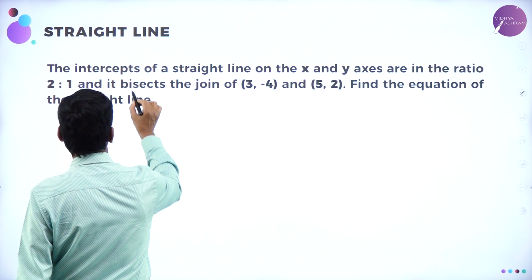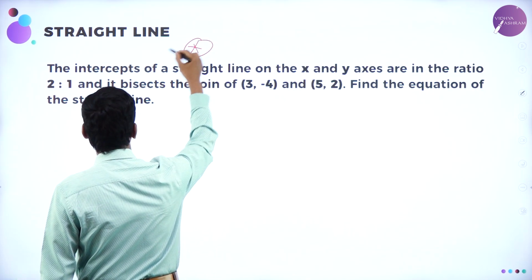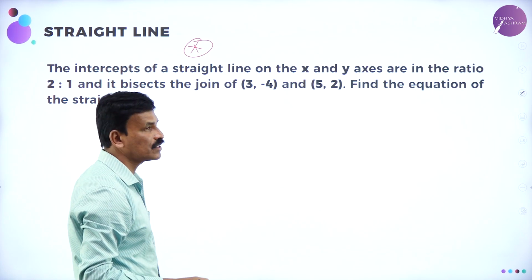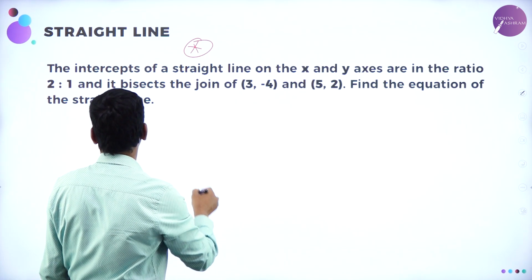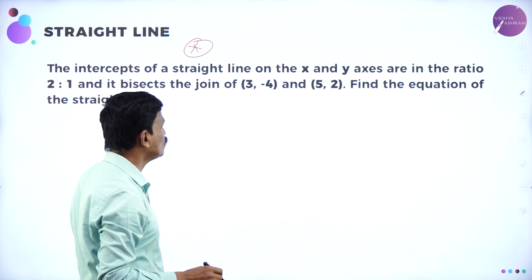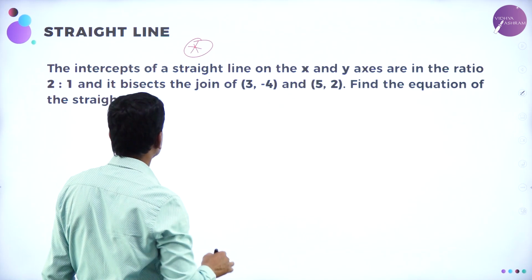What is the next problem? This is a very important problem for the point of examination. The intercepts of a straight line on the x and y axes are in the ratio 2:1 and it bisects the line joining (3, -4) and (5, 2). Find the equation of the straight line.